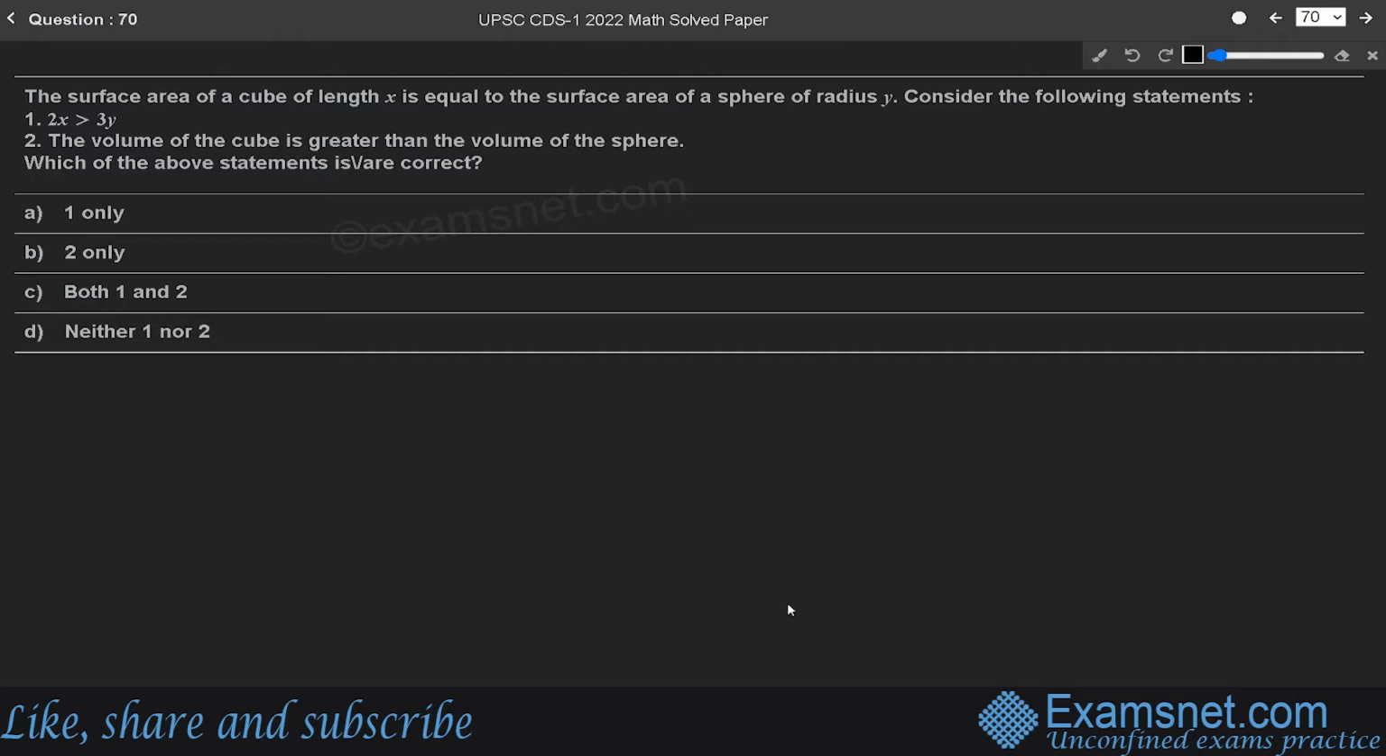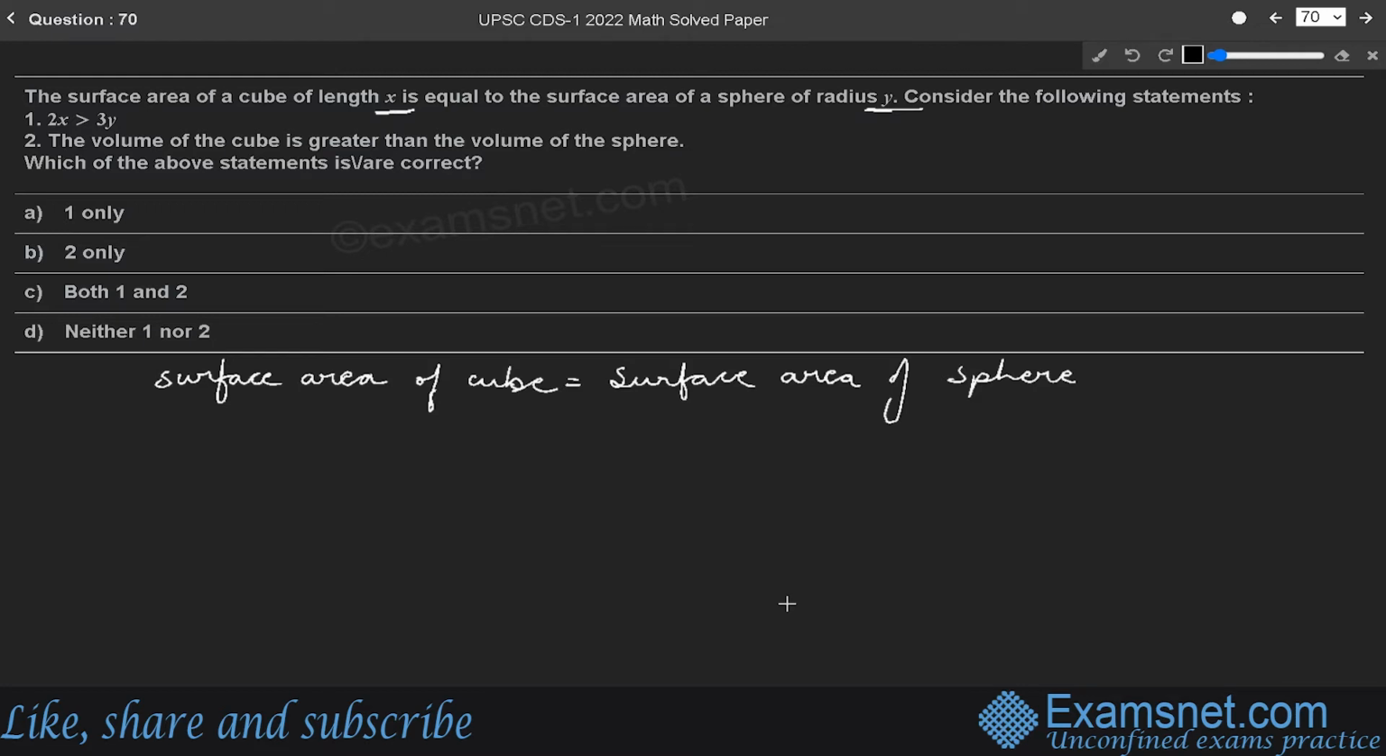See, it is given in the question that the surface area of cube is equal to the surface area of sphere, and two more values are given in the question. The length of the cube is x and the radius of the sphere is y.